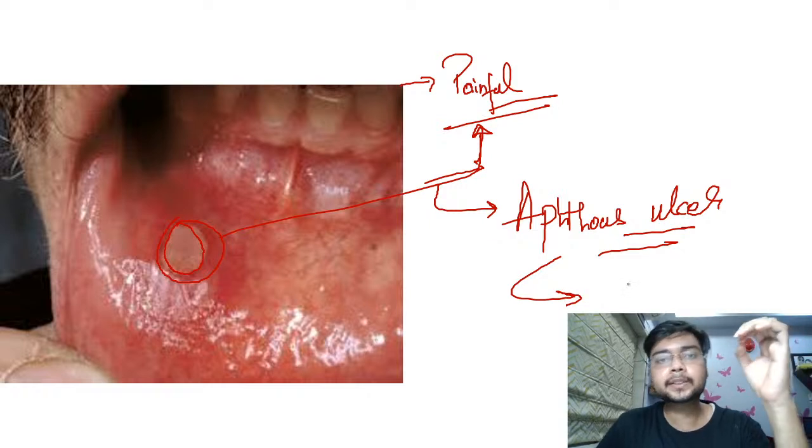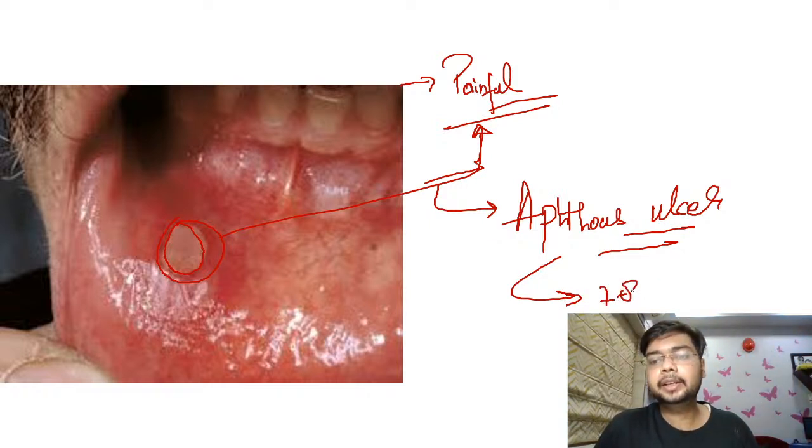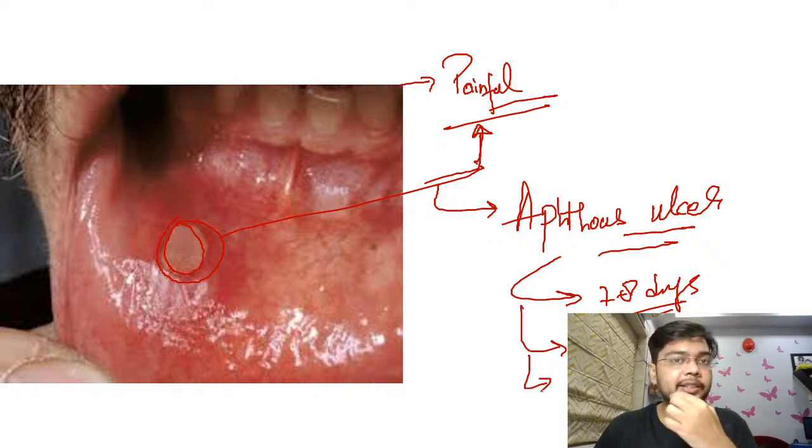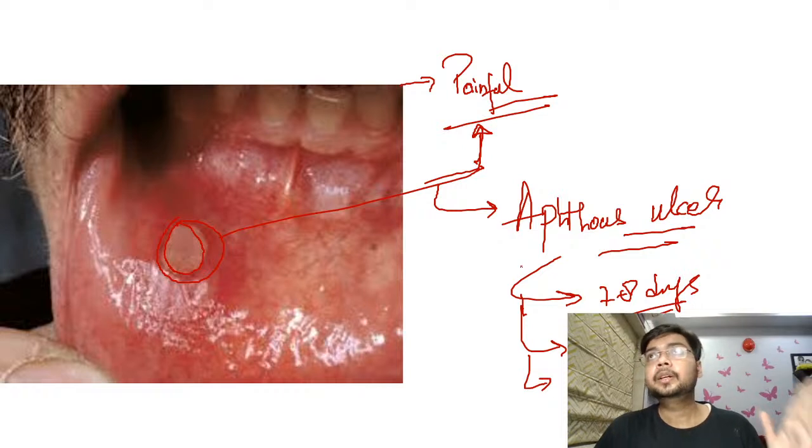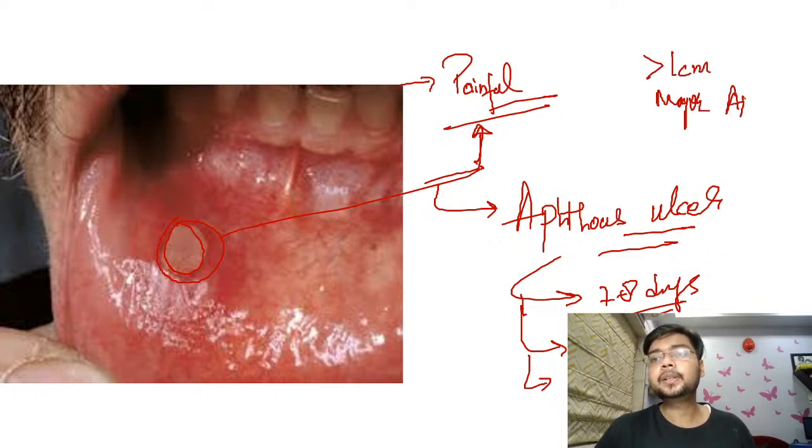Mostly it resolves in 7 to 8 days, on its own. You mostly give vitamin B complex and some local analgesic gels to the patient, and because the cause is not known, it resolves spontaneously. These can also be recurrent, so many patients can come to you twice or thrice within a year with this aphthous ulcer. If they are more than 1 centimeter, these are called major aphthous ulcers, meaning big ones, right?